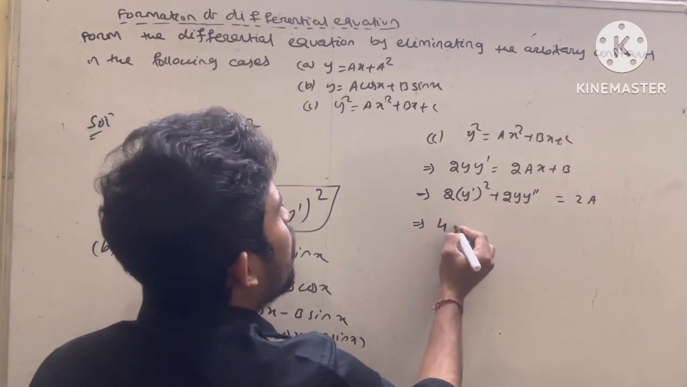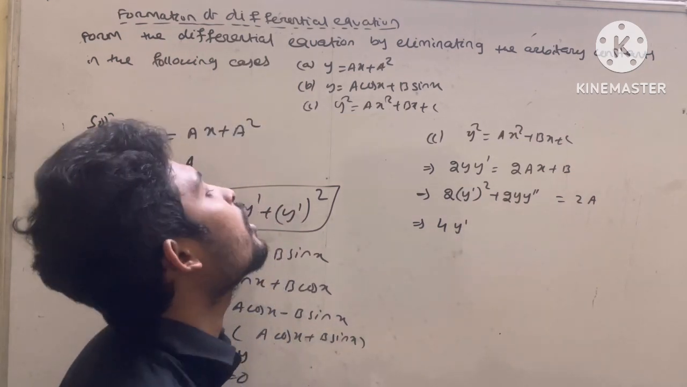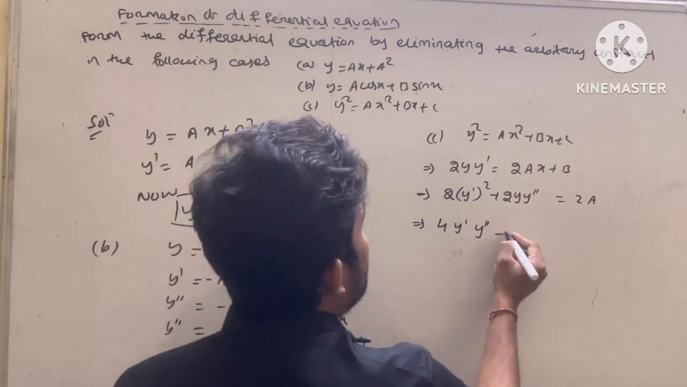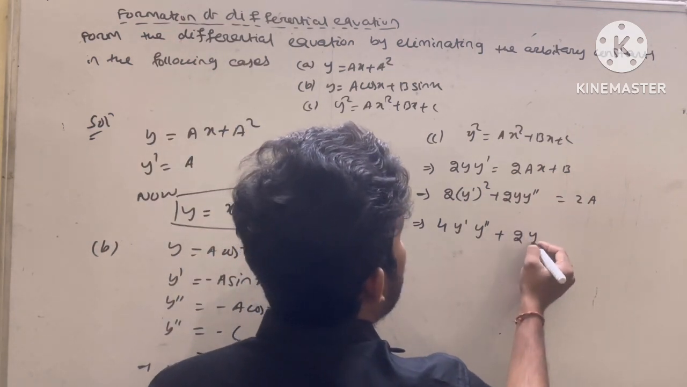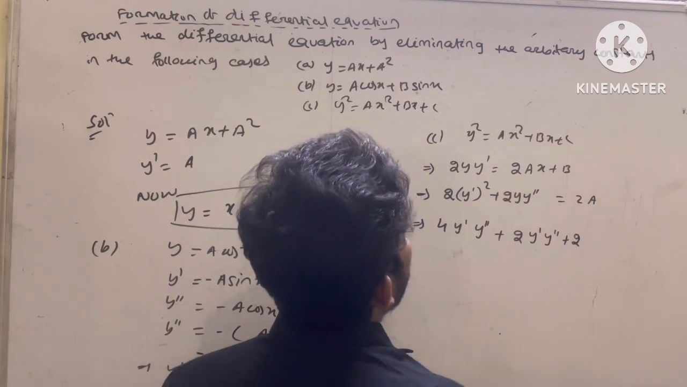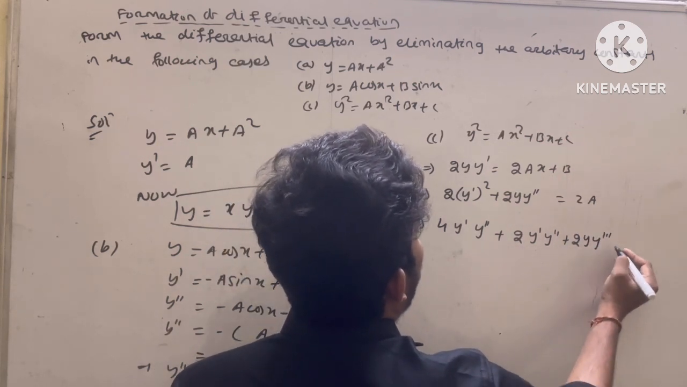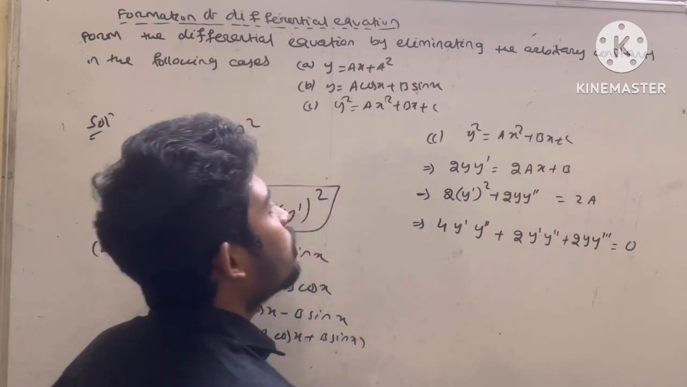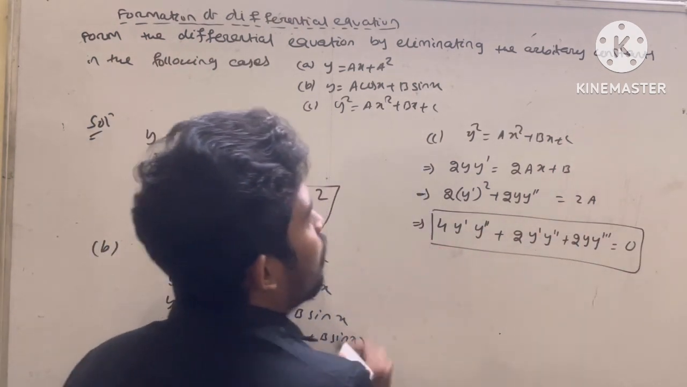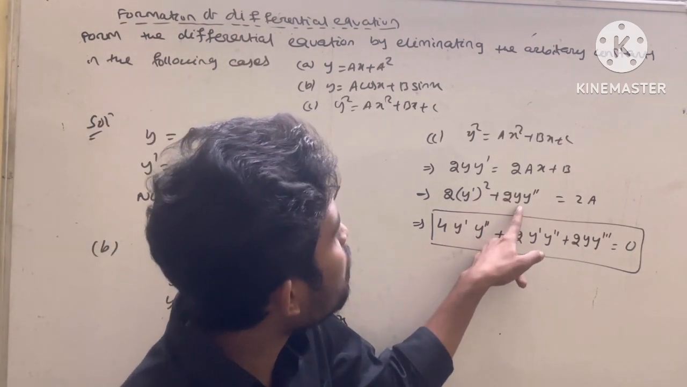This is 4y dash, again y double dash plus 2 y dash y double dash plus 2 y third, and it is 0. I think you got it. I think this one is 2 y dash y double dash.